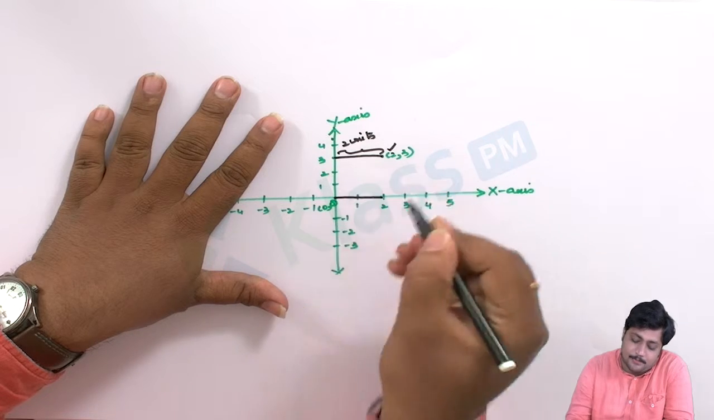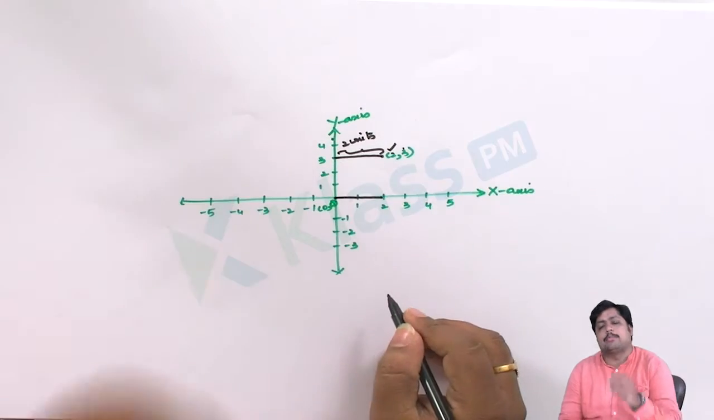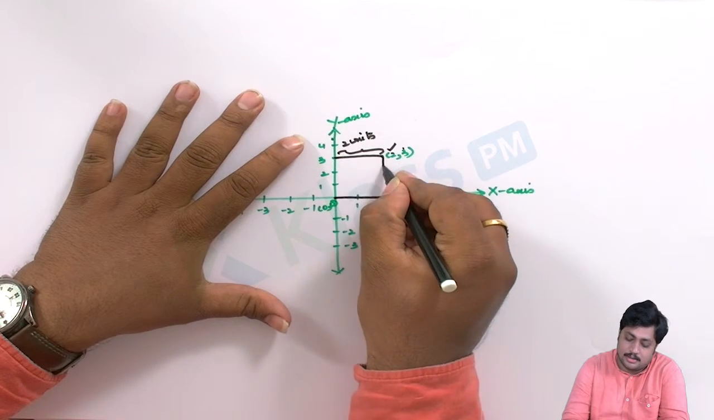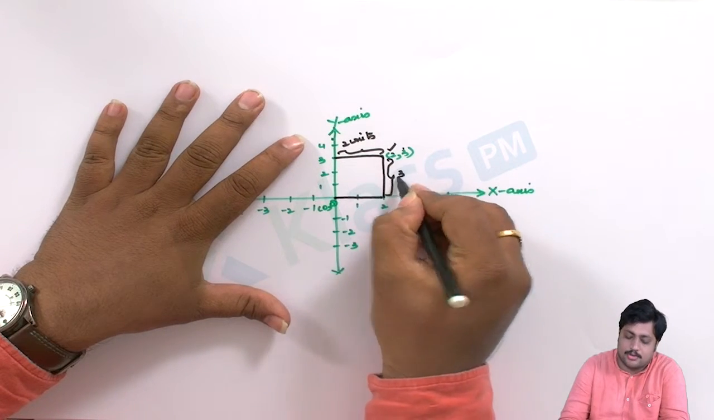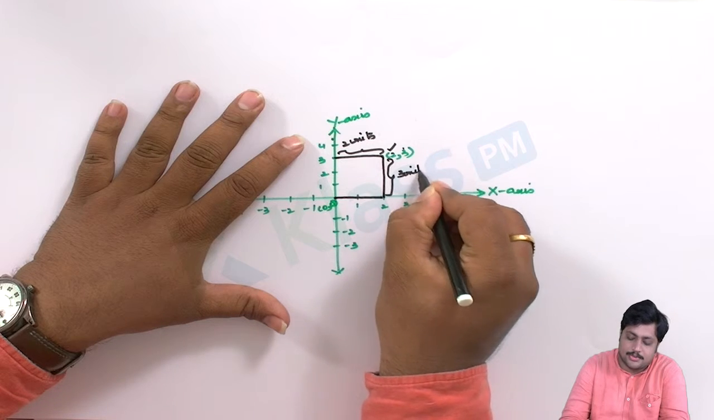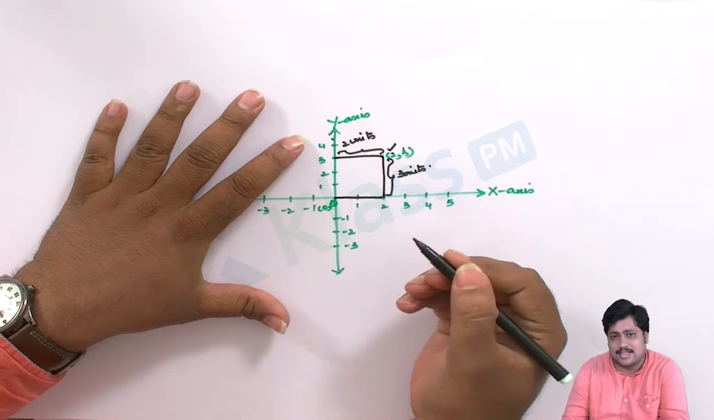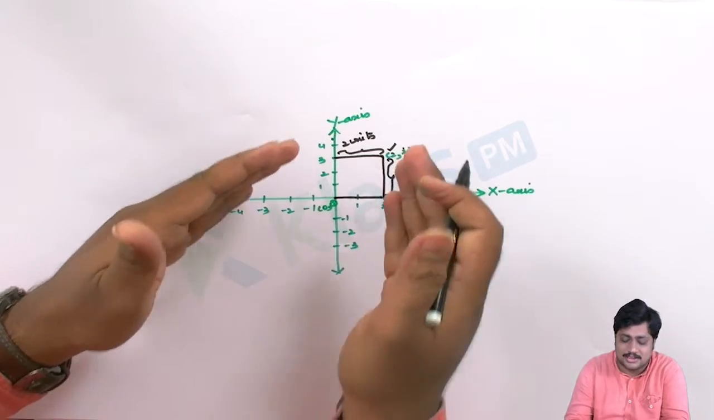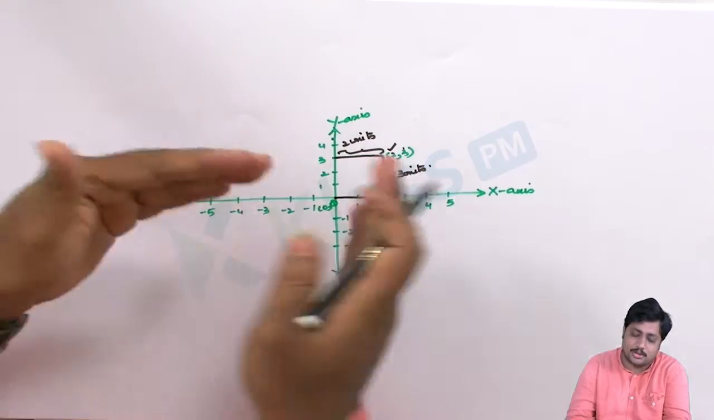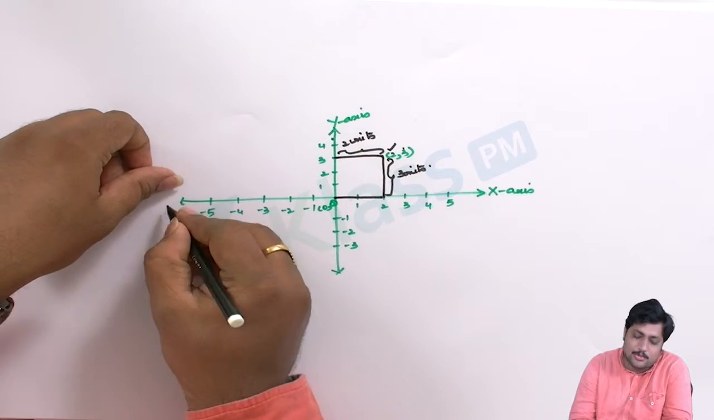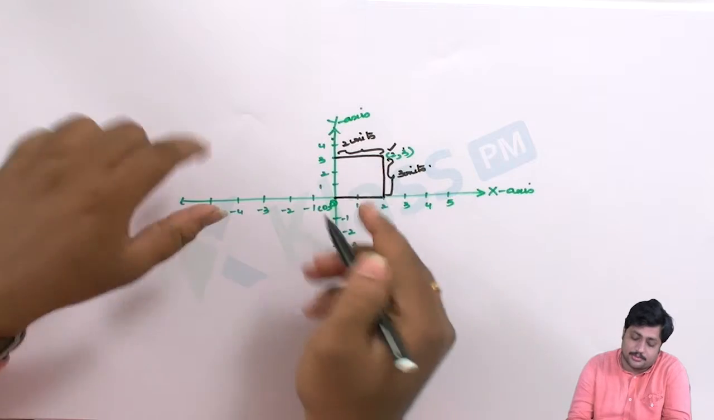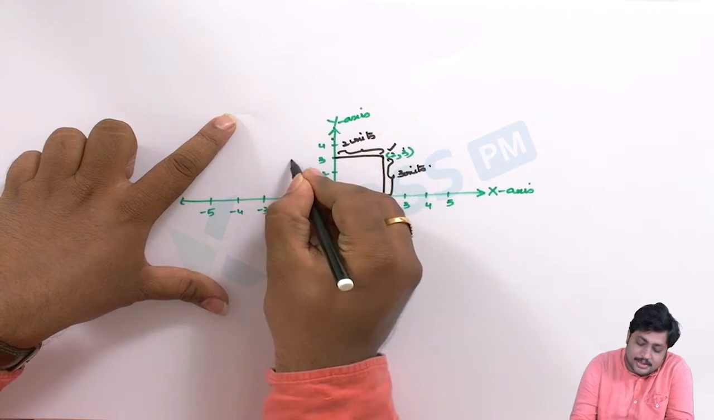Similarly, the y coordinate is the perpendicular distance from the x-axis. So obviously this is 3 units. In this way, a point is represented in any individual quadrant. Suppose you want to represent a point in the second quadrant. In the second quadrant, the x values are all negative and the y values are all positive. So suppose you want to represent a point here.